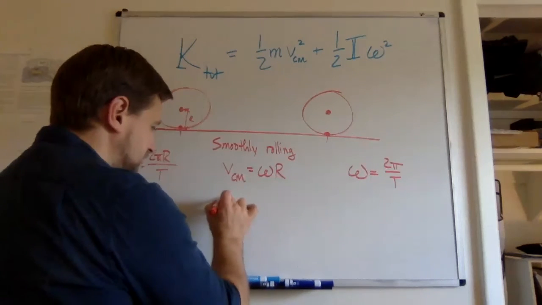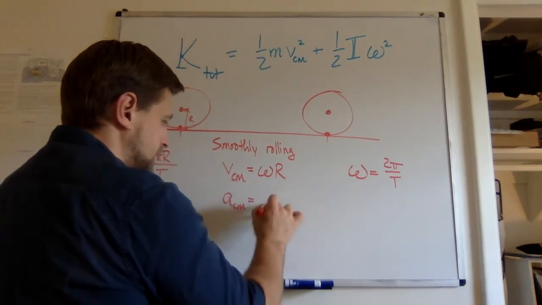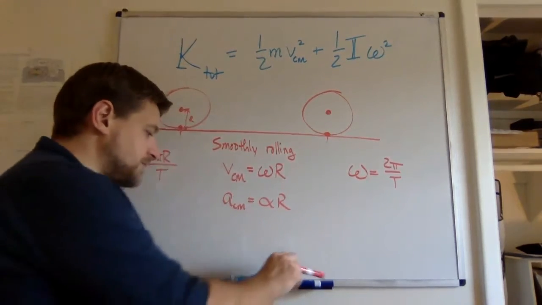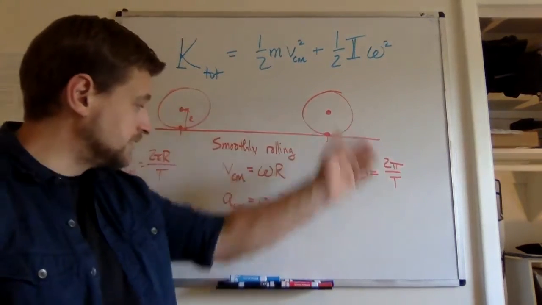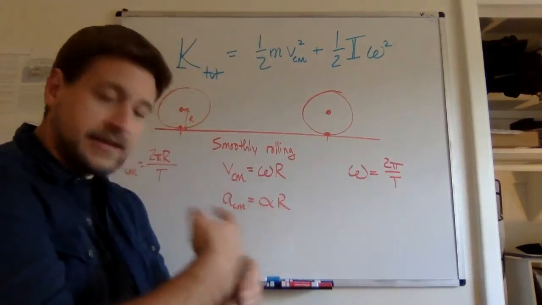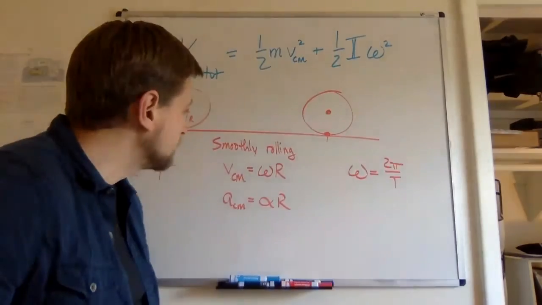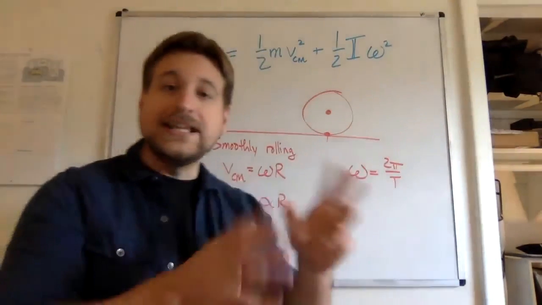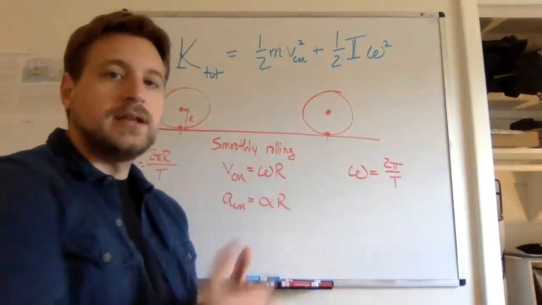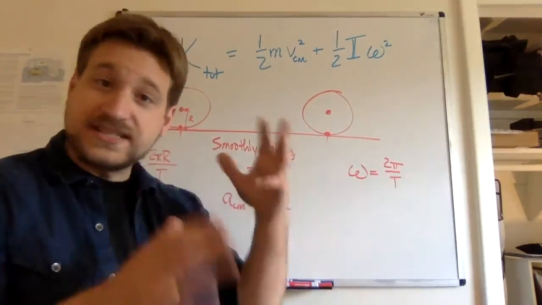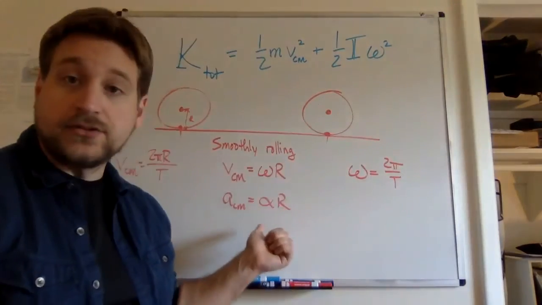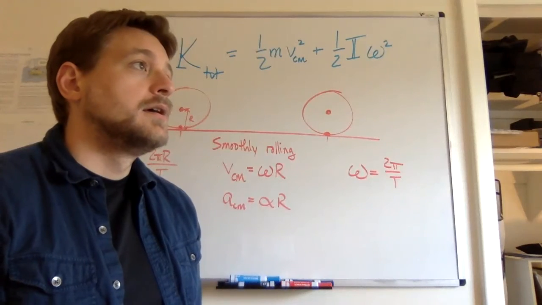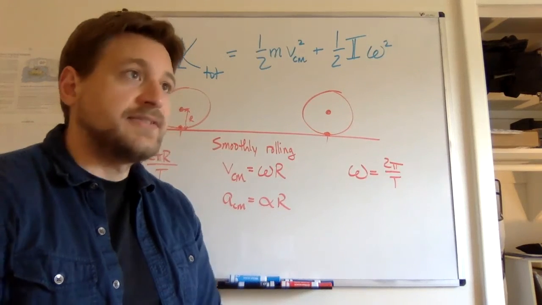And if we wanted to talk about the acceleration, we could do that too. The acceleration of the center of mass in linear motion is related to the rate at which the rotation increases. Smoothly rolling without slipping. So there's two keywords for that: smoothly rolling and rolling without slipping. Whenever we see that, it means this is a true thing.